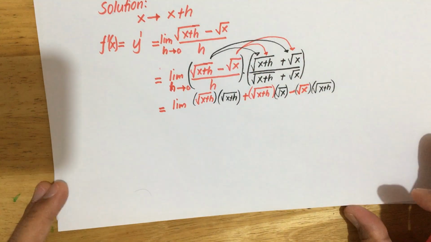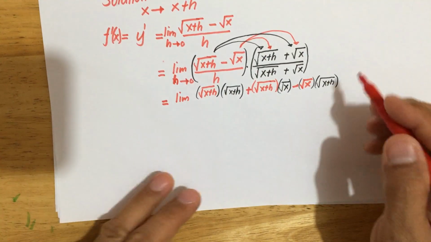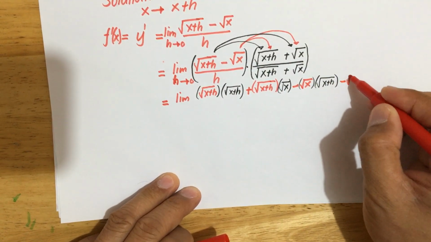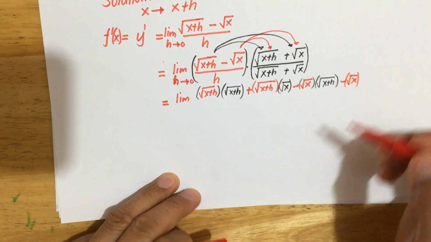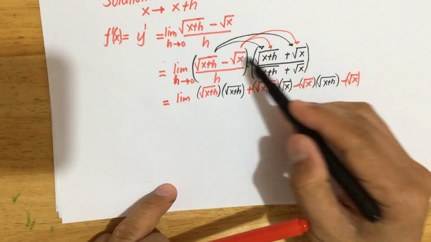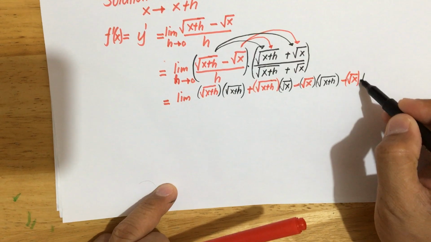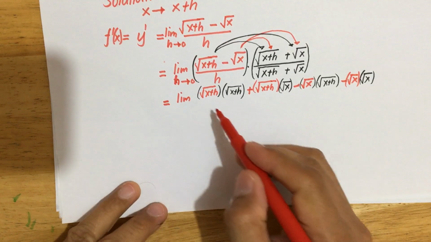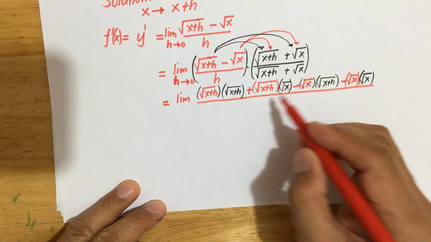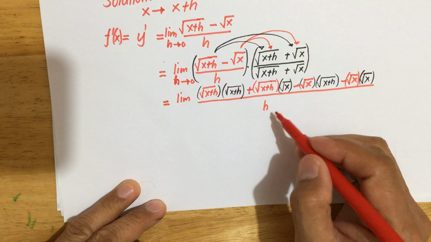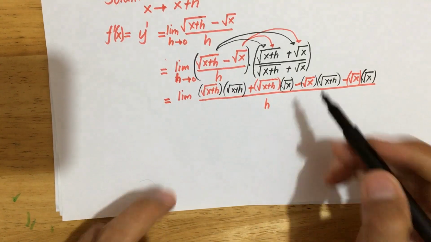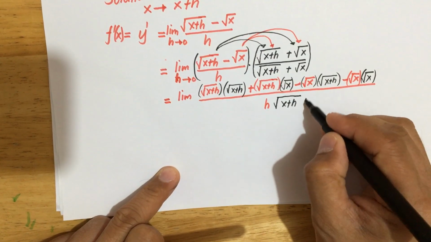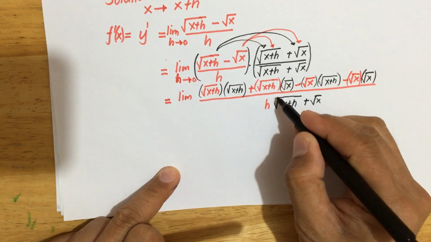then square root of x, so this is minus, so minus square root of x multiplied by square root of x, and then everything is divided by h multiplied by the conjugate, square root of x plus h plus square root of x.